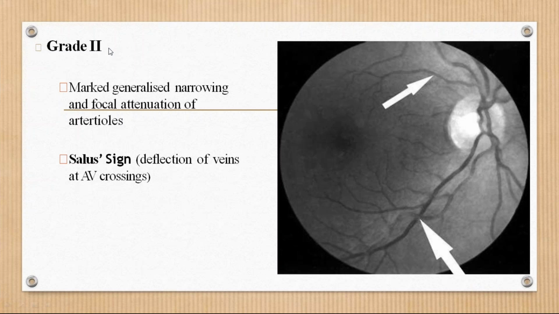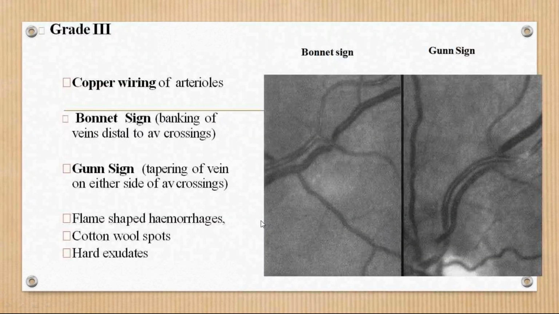So coming to grade 2, there will be marked generalized narrowing and focal attenuation of the arterioles. Now in grade 2, I told you that we will see Salus sign, deflection of veins at AV crossing. Here you can see this one. This is the vein. There is deflection of the vein at AV crossing. Okay. Of the above 3 signs, we see only Salus sign in grade 2. Always remember grade 2, Salus sign. And in grade 3, we see Bonnet sign and Gunn sign along with all the other features.